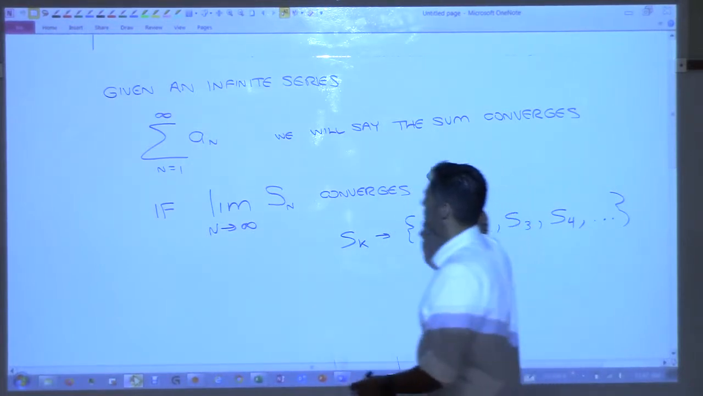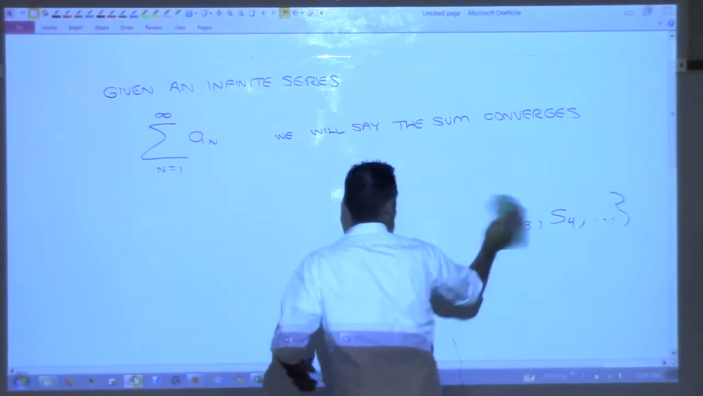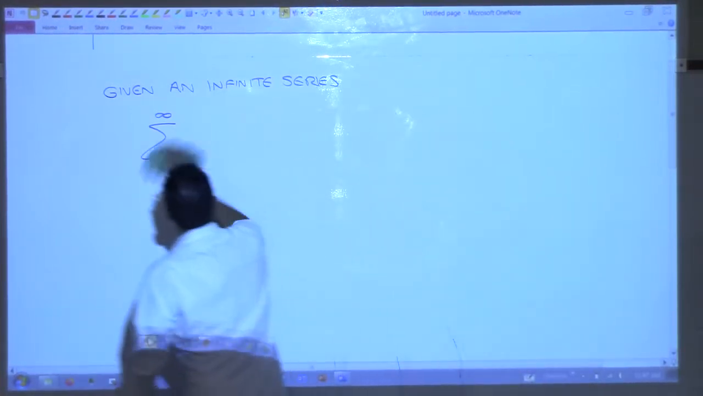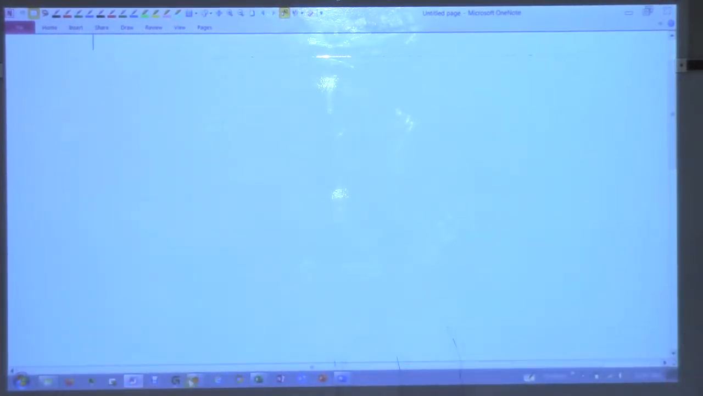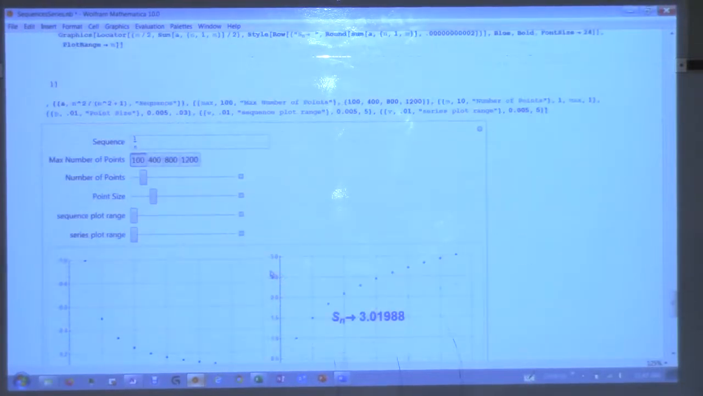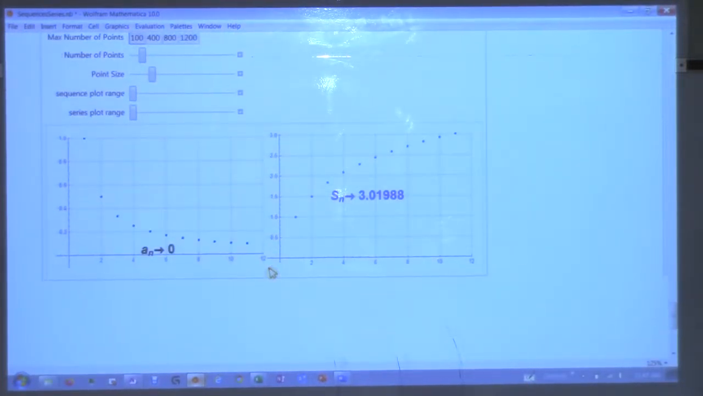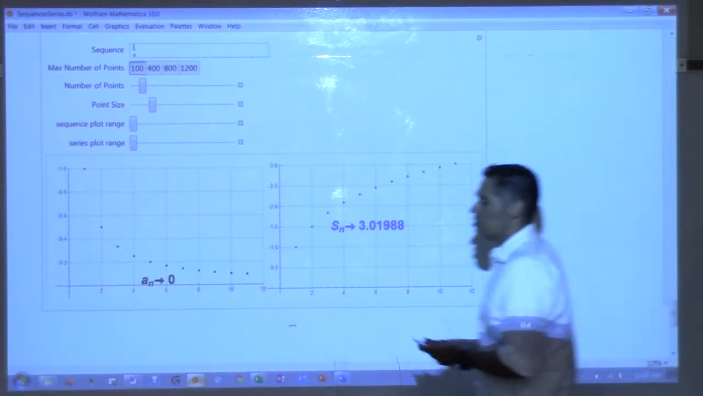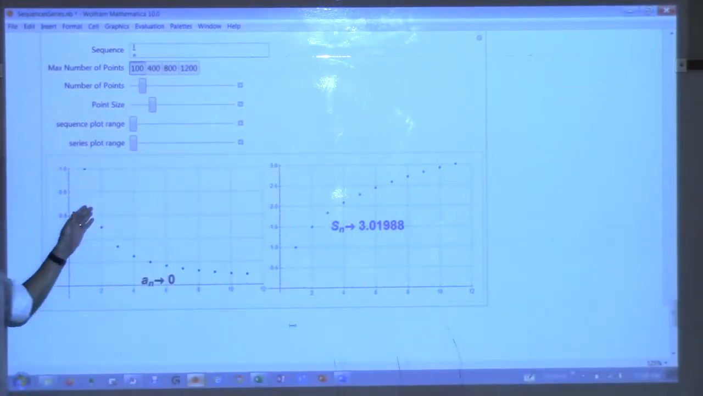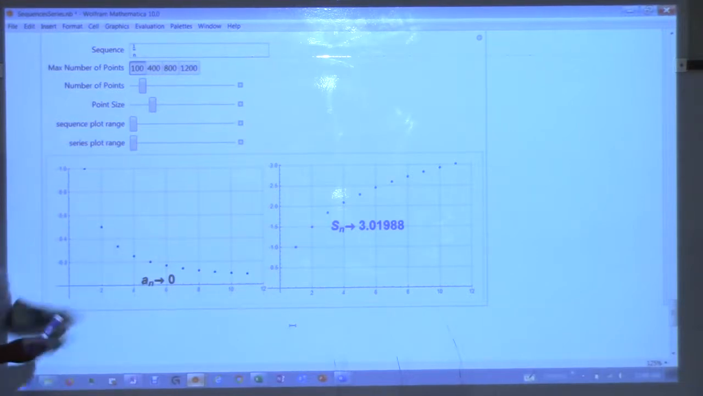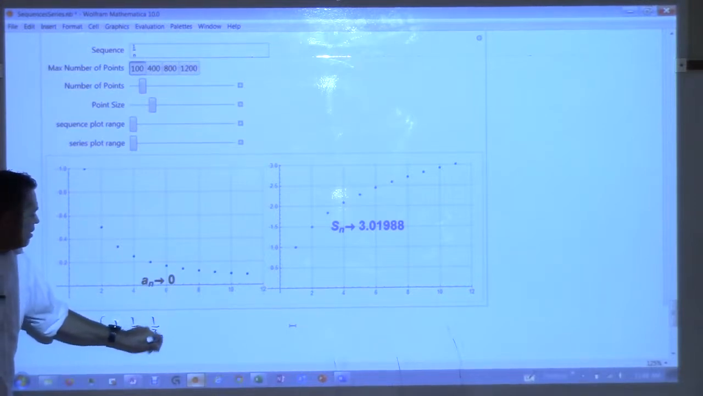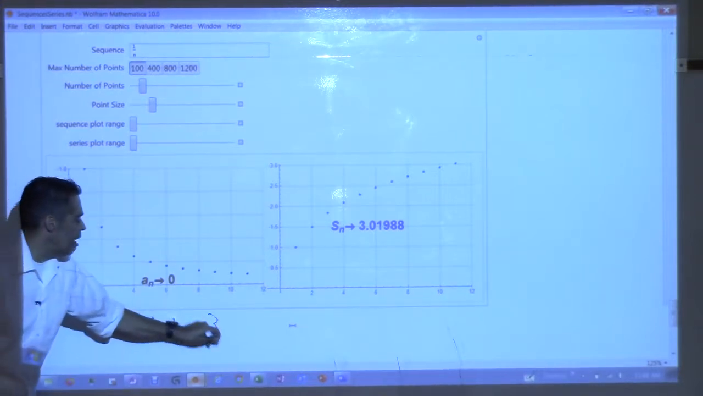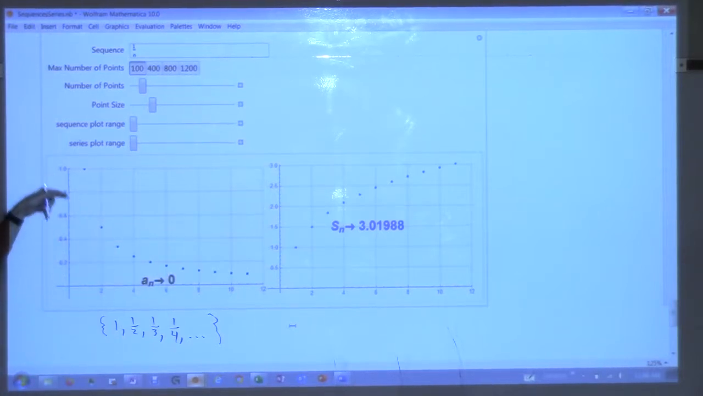Let's take a look at some of these visually first. Let's take a look at that 1 over n. So what I have here is 1 over n. On the left side, what you're seeing is the sequence 1 over n. So this is the sequence of numbers 1, 1/2, 1/3, 1/4, right? That's what you're seeing plotted over here. And obviously, the sequence converges to 0, right?